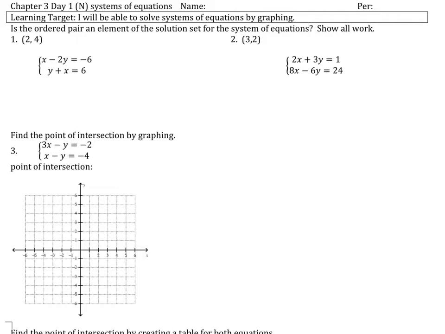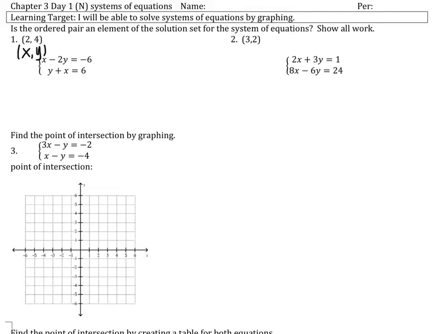So what does it mean by solution set? It simply means that if you plug the numbers into the equations, it would satisfy the equations and the statement should be true. So let's go ahead and plug the numbers in. Remember, in an ordered pair, the first number is representing the x value. The second number is representing the y value. So this is the definition of an ordered pair point.